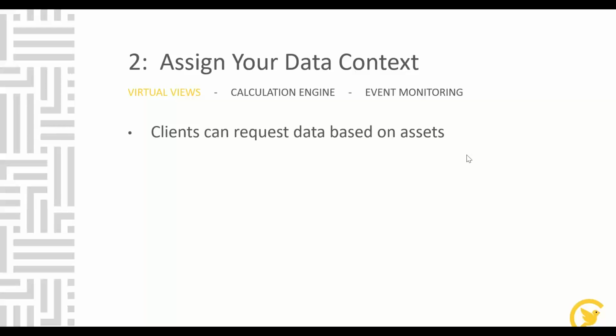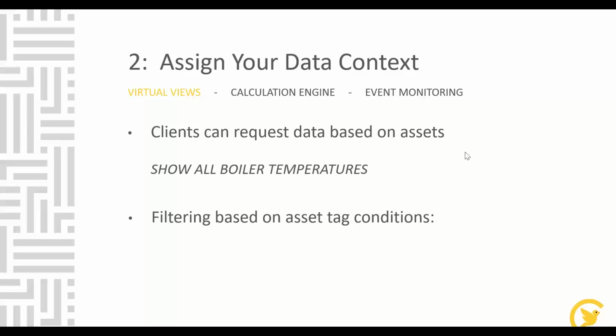So you can have the client request on the database on an asset. You can show all boilers' temperature. I mean, you can filter based on asset tag condition by putting in some filtering algorithm on top. So you can just put in even something like, show all the boilers with temperature more than 220 degrees Fahrenheit.